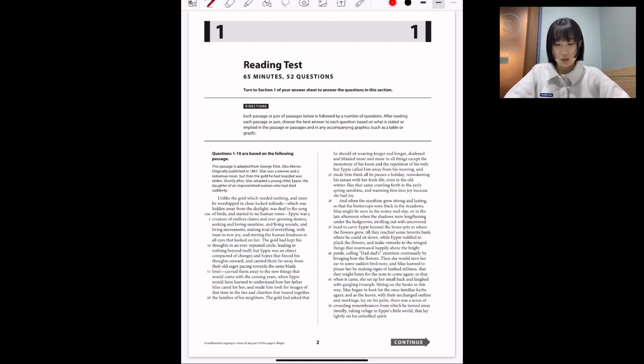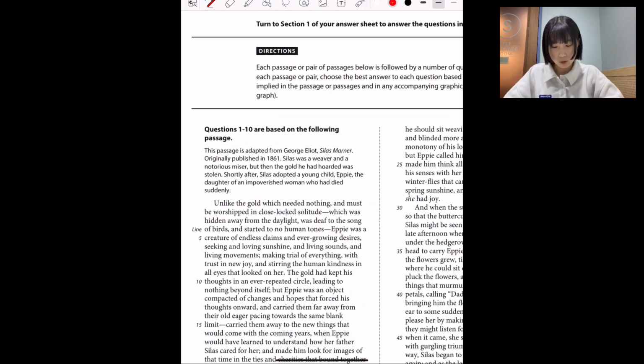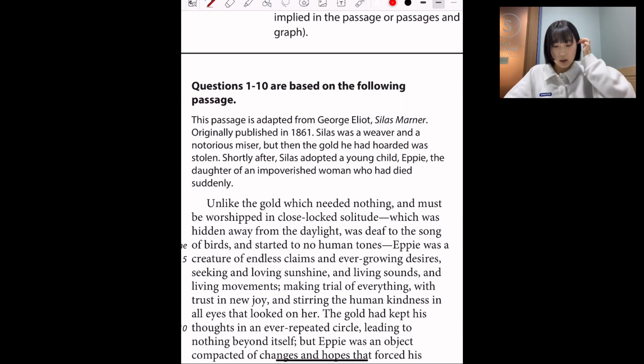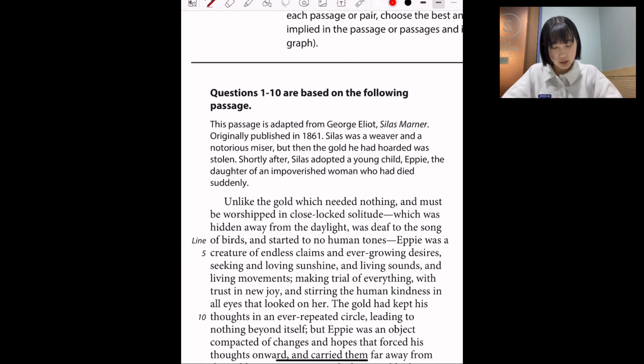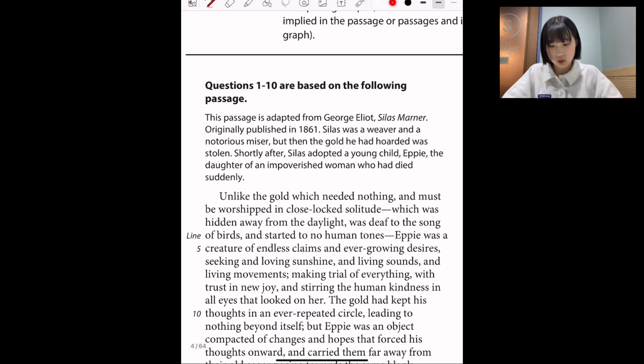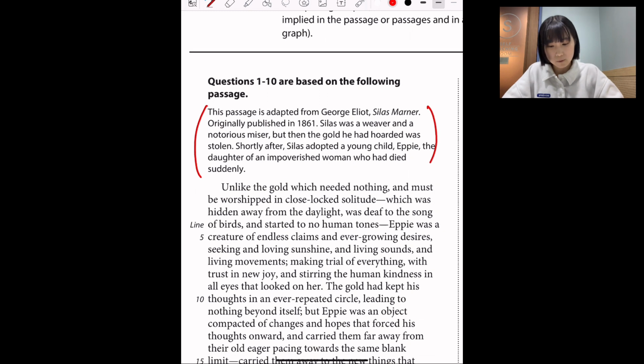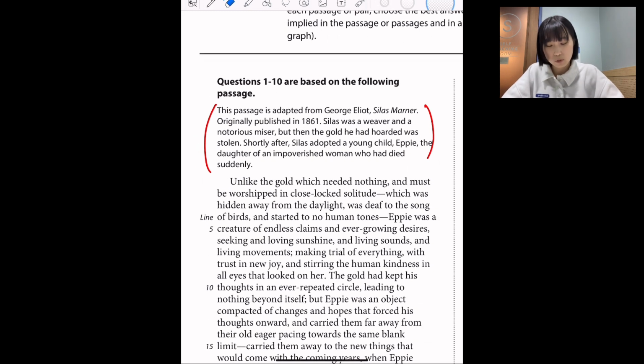So, getting straight to the point, the passage that we're going to be looking at is adapted from George Eliot, Silas Marner. As I already mentioned in the history section walkthrough, this part of the passage is very important. If you're one of those people who tend to skip through this part and just go straight to the passage, I don't recommend doing that.